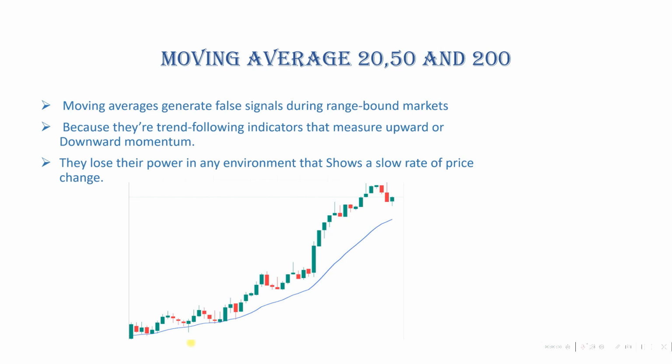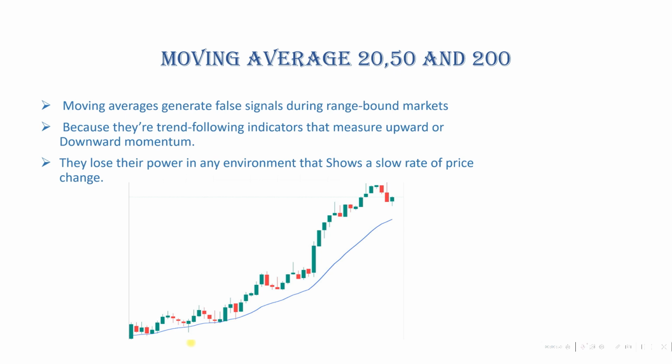Moving averages generate false signals during range bound markets. Most indicators will work fine in a trending market, whether it is an uptrend or a downtrend. In range bound markets, they will generate false signals because they are trend following indicators that measure the upward or the downward momentum. They lose their power in an environment that shows a slow rate of price change.